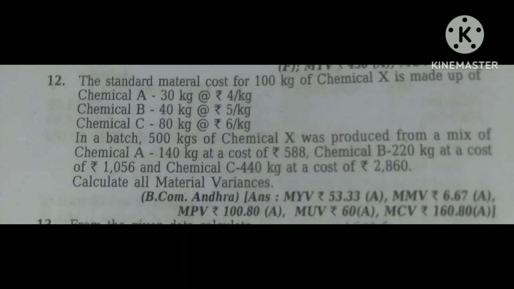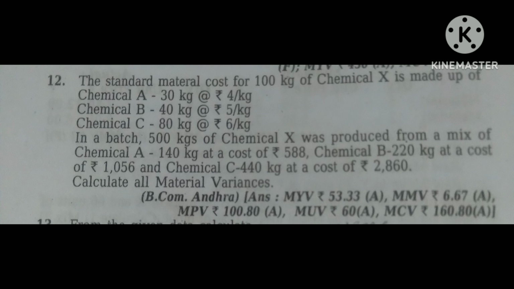So guys, now let's see the 12th problem. The standard material cost for 100 kg of chemical X is made up of chemical A 30 kg at the rate of rupees 4 per kg, chemical B 40 kg at the rate of rupees 5 per kg, chemical C 80 kg at the rate of 6 per kg.